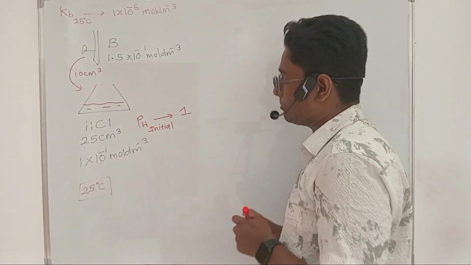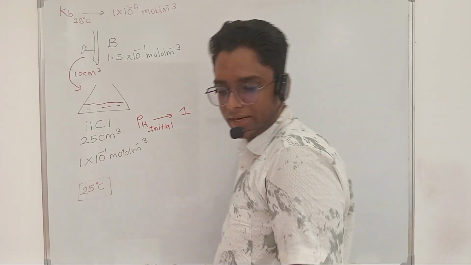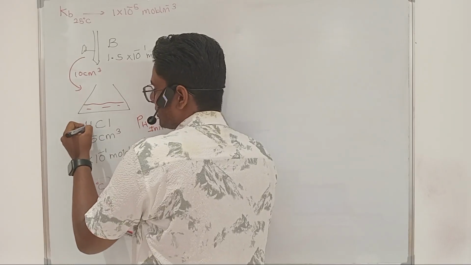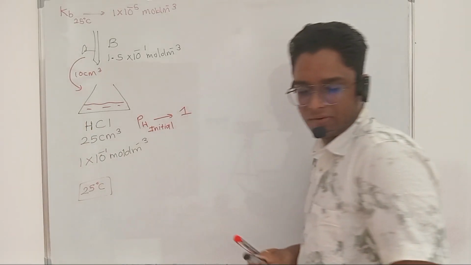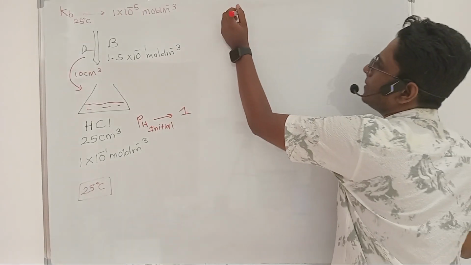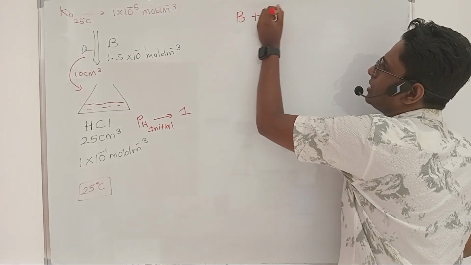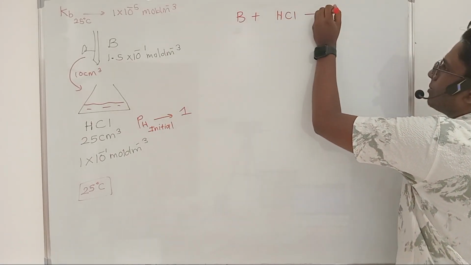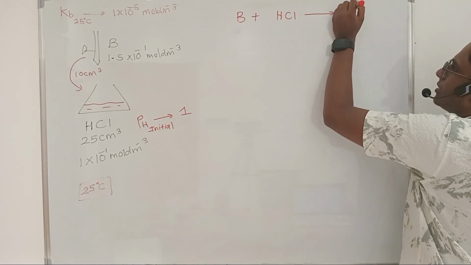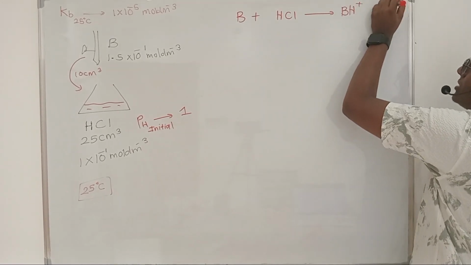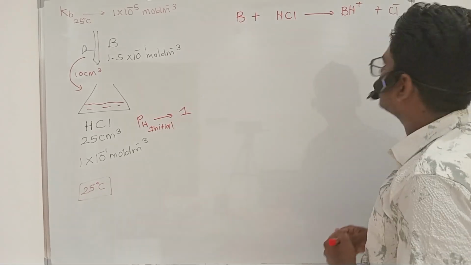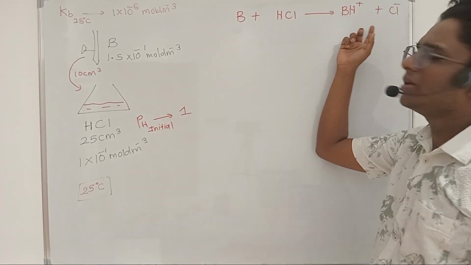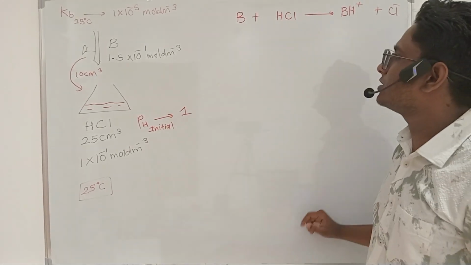Now, what will happen if you add the base to the acid? It will react, because acid and base will be reacting. So the moment you add the weak base, it will start to react. Then what is the reaction? B will be reacting with HCl and forming BH plus. BH plus and Cl minus will be formed, but Cl minus is not necessary in our calculations because it is a spectator ion.